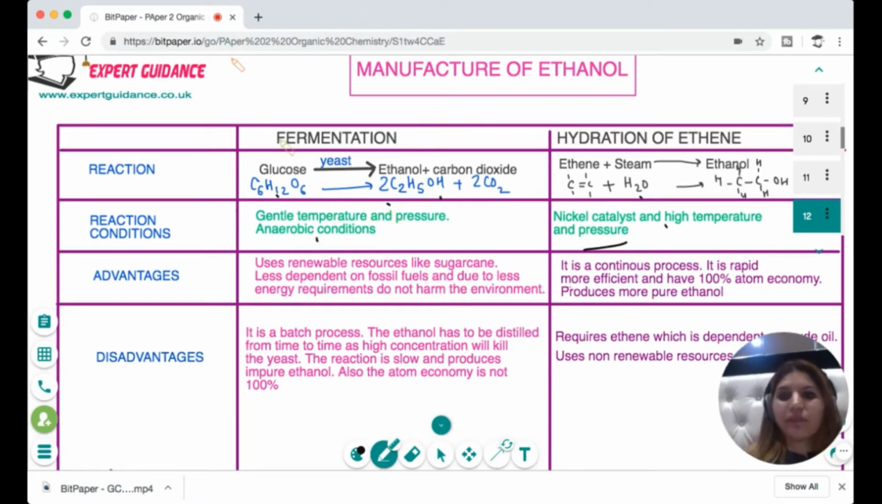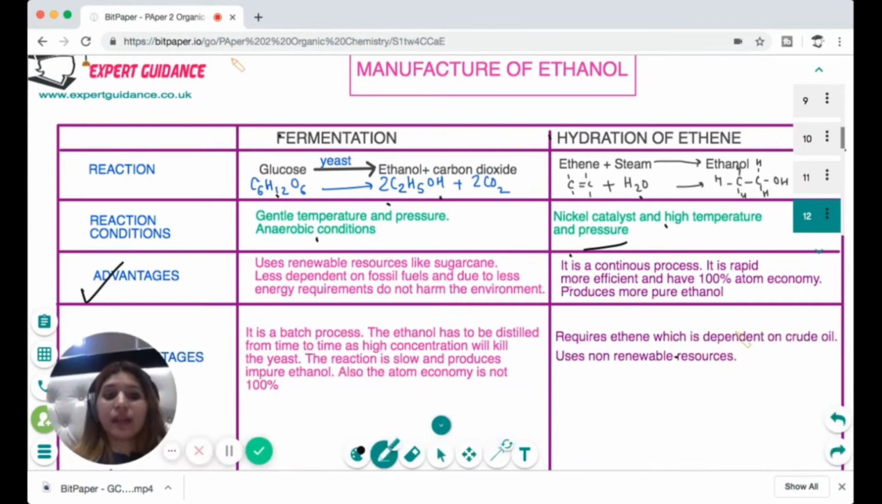The advantage of fermentation is, since you're using glucose or plant-based sugar products, this reaction uses renewable resources, so it is less dependent on fossil fuels, does less harm and has lower energy requirements. On the other hand, hydration of ethene takes ethene from crude oil and uses non-renewable resources. But the advantage of hydration of ethene is it's a continuous process. You can just put everything in a mixture and keep the reaction going.